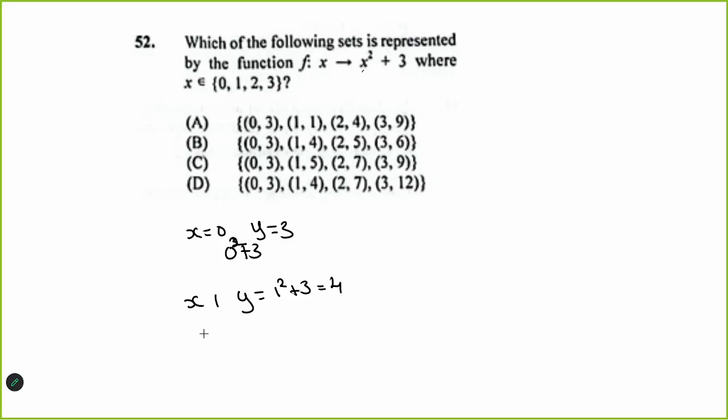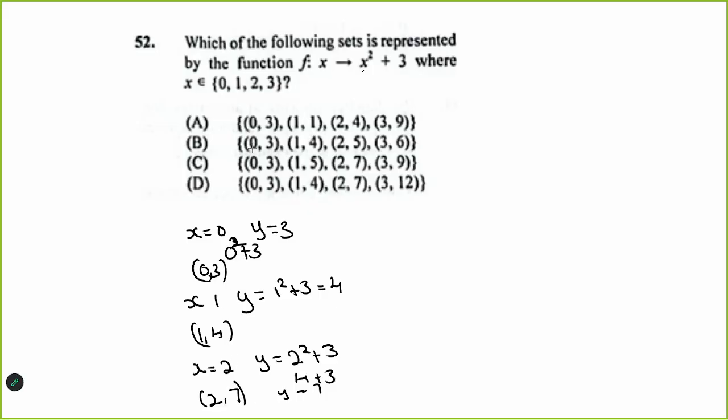So the next point is 1, 4. First point here is 0, 3. Next point here is 1, 4. Next point, when x is equal to 2, y is equals to 2 squared plus 3, that is 4 plus 3, that is 7. That is y is equals to 7. So this point here will be 2, 7.